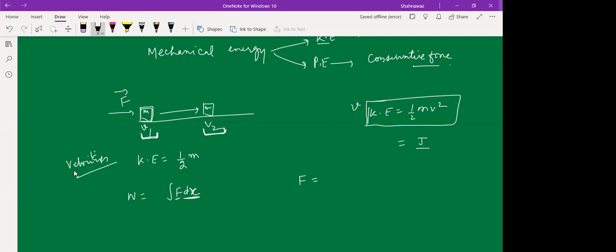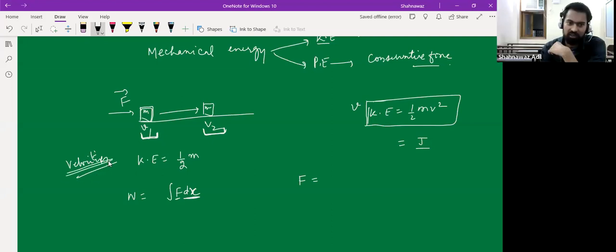The integral should be in the form of velocity, so this should be in the form of dv. So this is our aim. And how can we change that? Let's say your F is ma, and this is m dv by dt. So we got dv. So let's put that value in here, which is our goal.